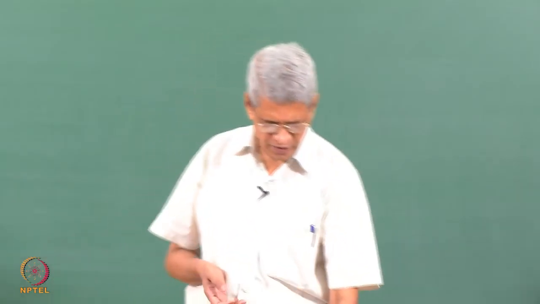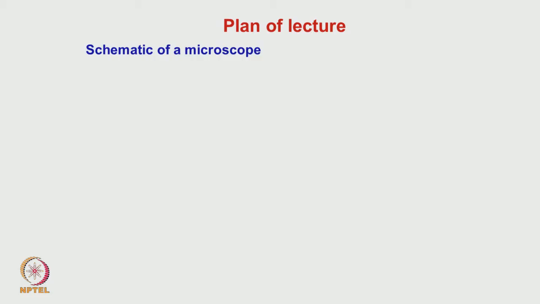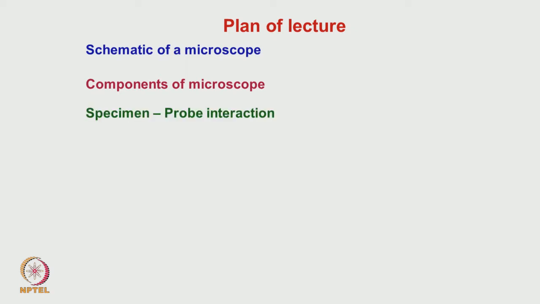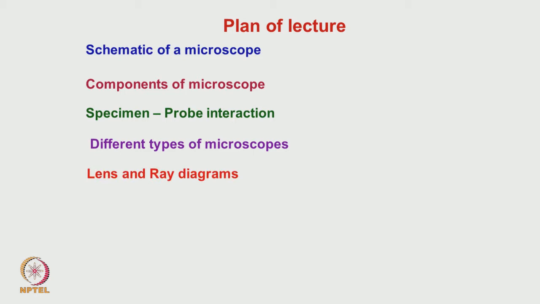Okay. What is the plan of this lecture? First I will give a schematic of a microscope, then what are the various components which are there in the microscope. Then I will talk about the specimen probe interaction because that forms the core of the microscopy study. Then different types of microscopes, transmission electron and others, based on this interaction, the classification I will give. Then we will talk about the lenses and ray diagrams, how the different rays give rise to different types of images and magnification, which we will talk about.